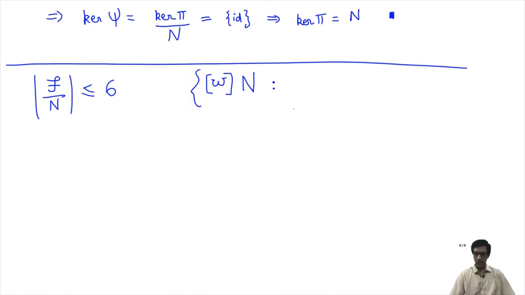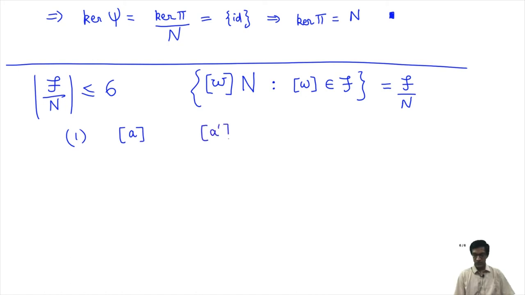So I'm looking at all, so this is my F by N. I claim that many W's give me the same coset. Okay, for example, so let's see an instance of this. So let's look at the word A, and let's look at its inverse word, which is A prime. I claim A and A prime are actually in the same coset modulo N. Okay, why is this? Well, let's prove this.